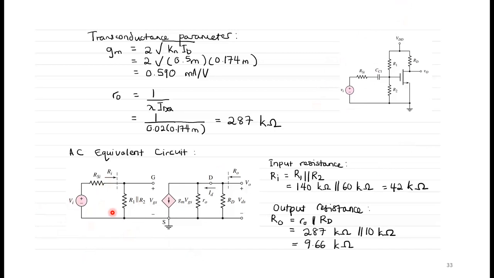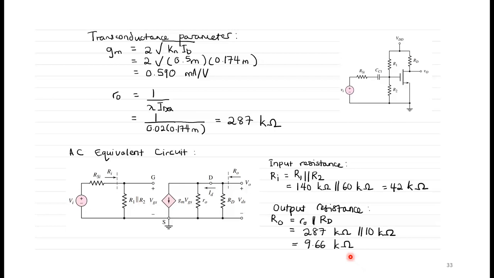So the input resistance gives me 140k in parallel with 60k, which equals 42 kilo ohms, and the output resistance is going to be 287 kilo ohms, which is the drain output resistance of the transistor, in parallel with RD, the drain resistance that is externally connected, which is 10 kilo ohms. So I get the output resistance of the amplifier to be 9.66 kilo ohms.